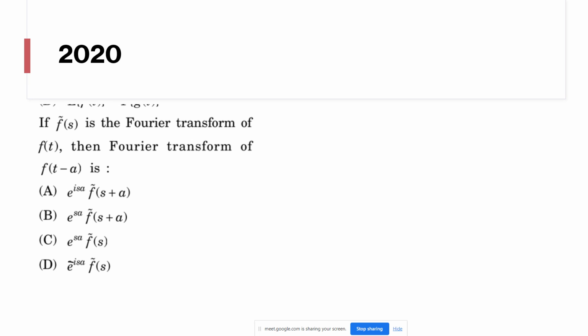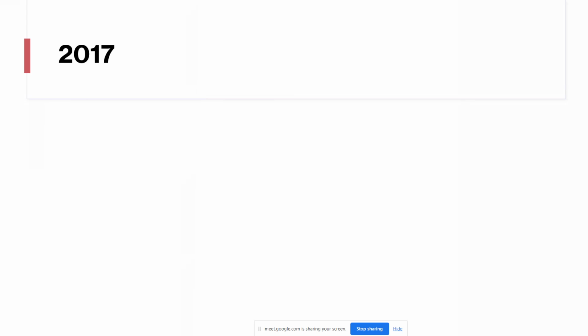Today only we discussed this property. Fourier transform of f(t minus a). So option D is correct, right? Actually, the minus sign was not in their option; we needed to change that, there was a mistake in the option. So this option D is correct: e raised to minus isa gets multiplied. This is the 2020 question. Now the 2017 question.